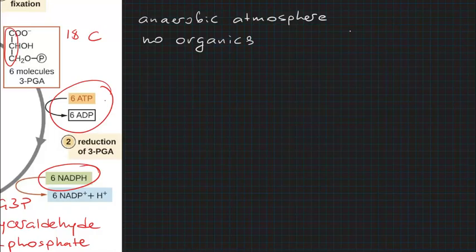So first cells, were they autotrophs? Remember, the ones that can convert inorganic carbon into organic. Or heterotrophs, autotrophs. Were they aerobic or anaerobic?